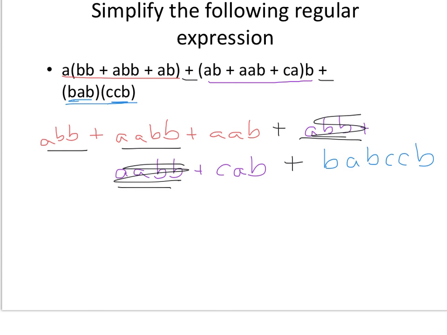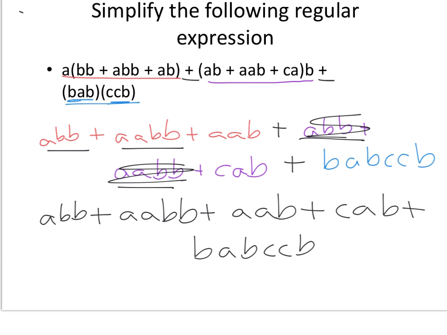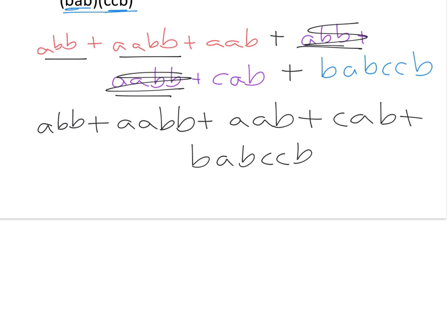And so it looks like I am left with ABB plus AABB plus AAB plus CAB plus BABCCB. And if you want to, you can mess with this a little bit more and try to simplify it more. So maybe I take out all the things that begin with AA. I've got AABB plus B. And so that's taking care of this one and this one.